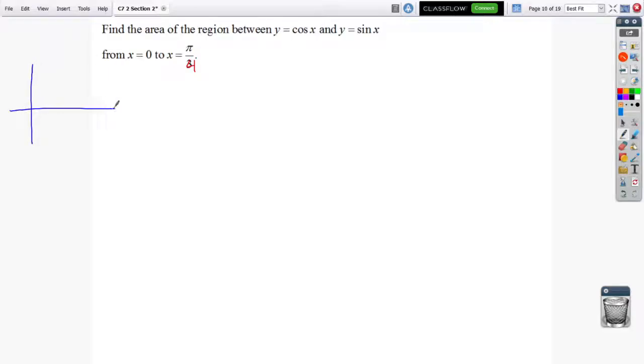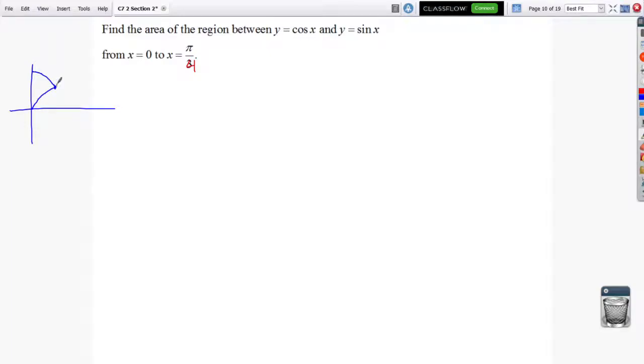But I happen to know that the graph of cosine of x and the graph of sine of x meet up at pi over 4. That's where we intersect those two functions. At pi over 4, both of these values are at (pi over 4, root 2 over 2). Again, could I just graph that and look at it?